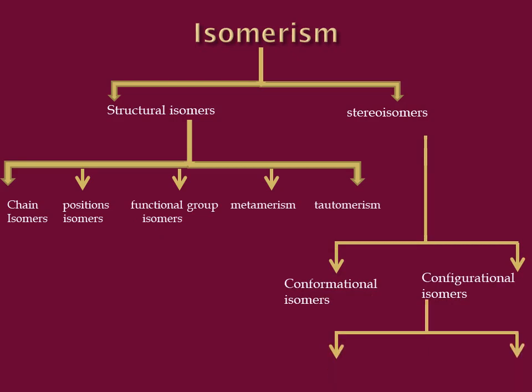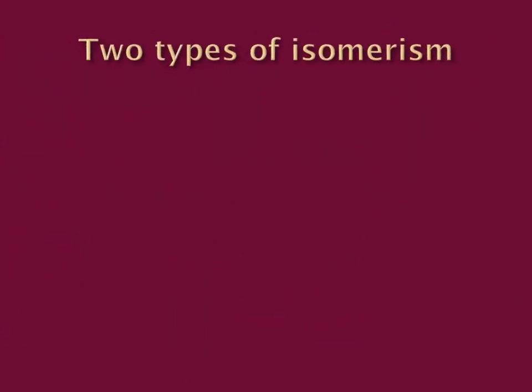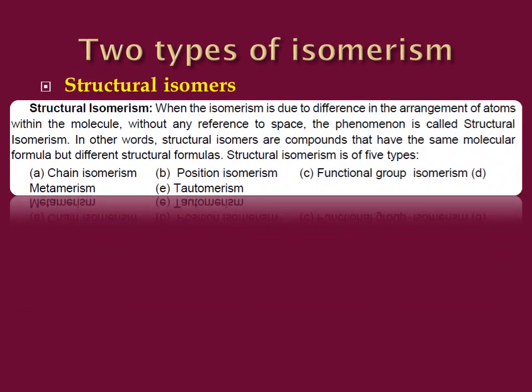The configurational isomers are further classified as geometrical isomers and optical isomers. Now students, we are going to discuss all these isomers in detail. Students, let us start with the definition of two main branches of isomerism. The first one is structural isomers.